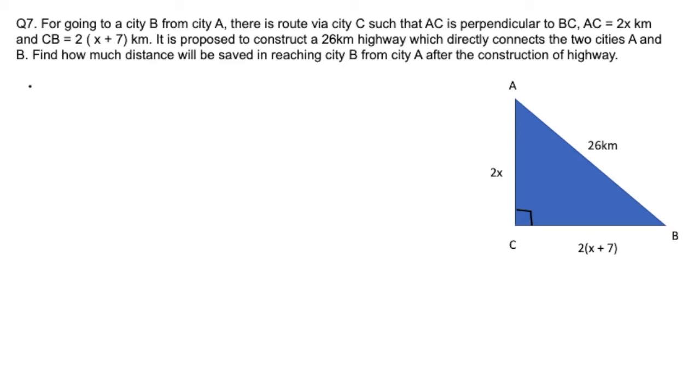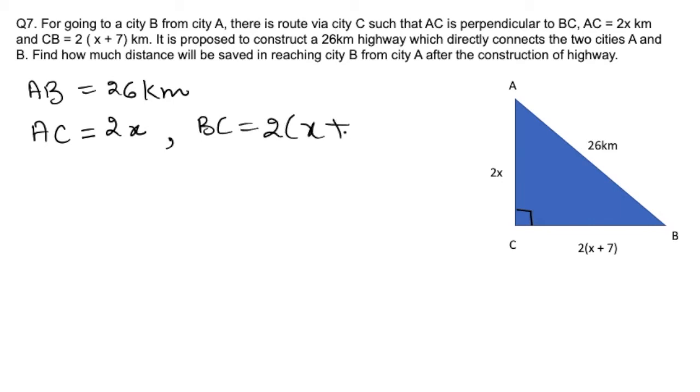In this case, AB, that is the length of the highway, is given as 26 kilometers. Also, you are given the distance via city C, that is AC is given as 2x, and you are also given the length of BC, which is equal to 2 bracket x plus 7. Now since it is a right angle triangle, so we again apply Pythagoras theorem. So AB square will be equal to the sum of the squares of other two sides, that is AC square plus BC square.